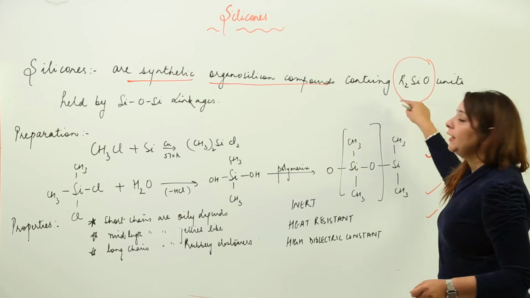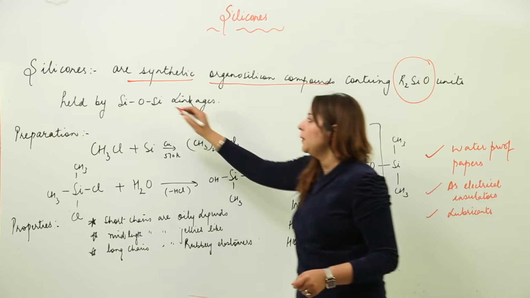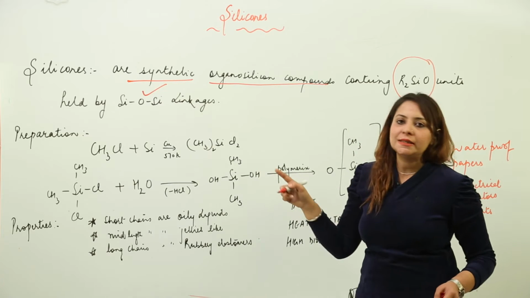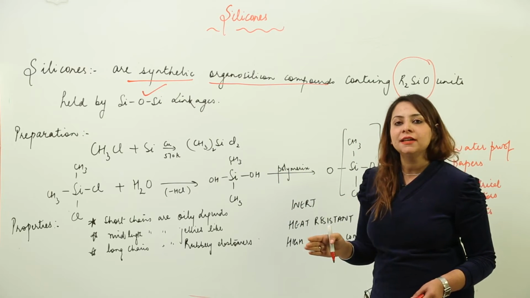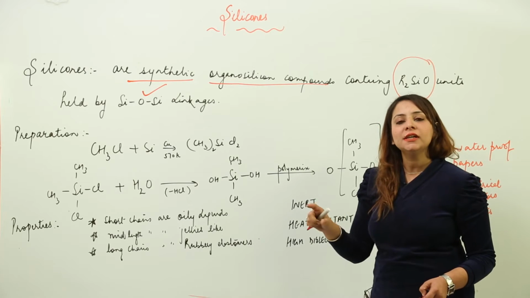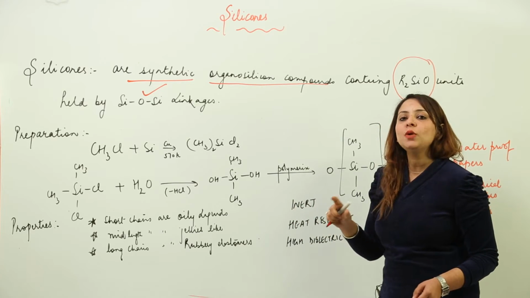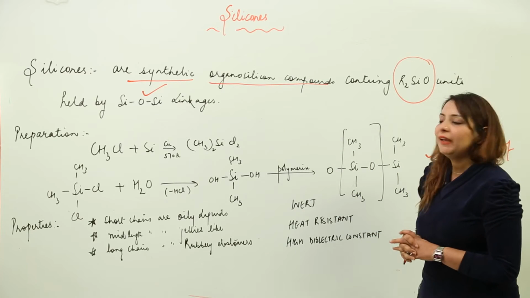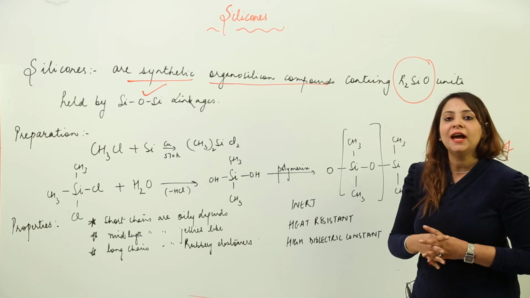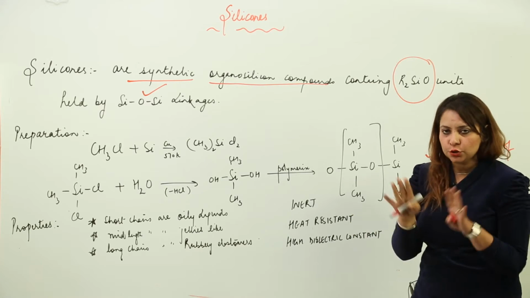And you know what kind of linkage they are held with? They are held by Si-O-Si linkages. So that means silicones are synthetic, definitely man-made organosilicon compounds containing the R2SiO unit which keeps on repeating in 3 dimensions. And what do they have? They have Si-O-Si linkages all over.